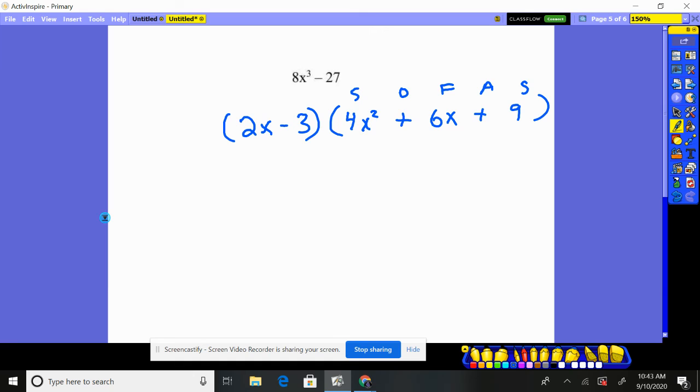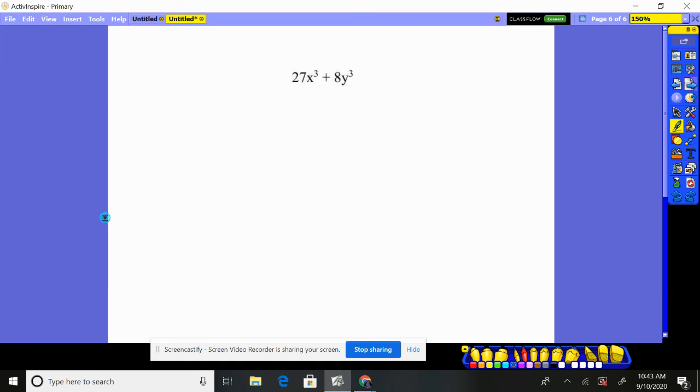Okay. One more problem. You're following the same thing every time. So we have quite a bit here. No big deal. I take the cubic root of that. Well, what times what times what's 27? That's a 3. And the x is just an x because x times x times x gives you the x cubed. Plus, because there's a plus sign there, 8. What multiplied together give me 8? 2 times 2 times 2. And for y was y. So it's a 3x plus 2y. That's your binomial.